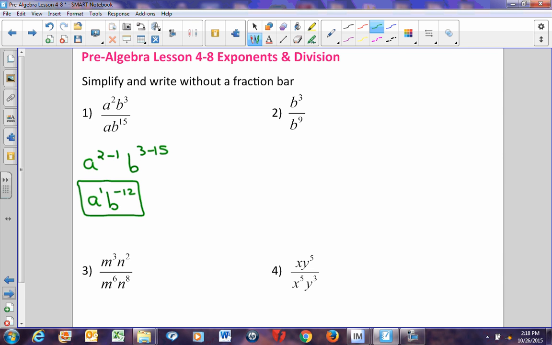If I wanted it to be positive, then I would have to move that b to the negative 12 down to the denominator. Number 2 here, I'm going to have b to the 3 minus 9, which becomes b to the negative 6. I'm done at that point in time. I do not want a fraction bar, so I'm not going to make the exponent positive.